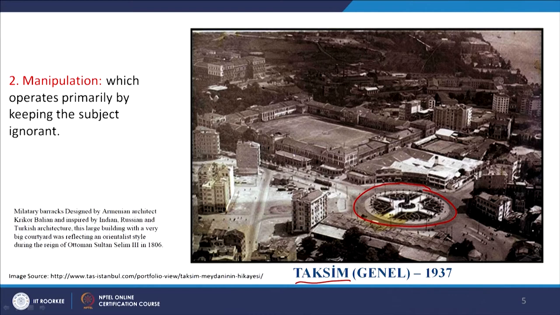And what you see here is 1937. You can see a building from the time of Ottoman Sultan Selim III, built in 1806. This is actually a military barracks which was designed by an Armenian architect, Kirkor Balian, and which is inspired by Indian, Russian and also Turkish architecture. So what happened in this particular case, we are going to discuss the whole transformation, how this building has performed and what is the current status of that particular place.